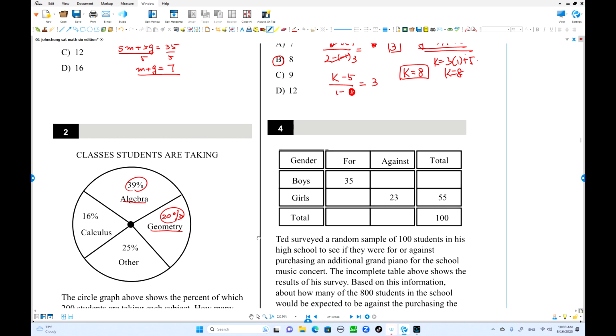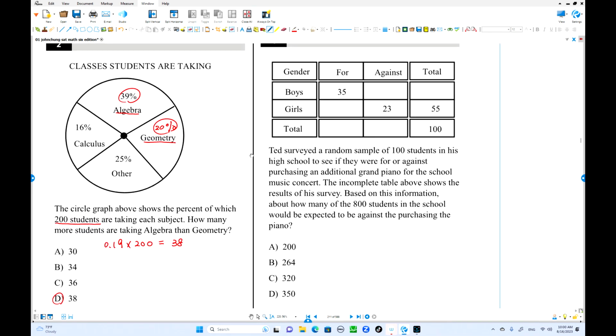All right, number 4. A test surveyed a random sample of 100 students. That is, the sample size is 100. There is a questionnaire about purchasing an additional grand piano for the school music concert. There is an incomplete table based on this information. Now, how many of 800 students, that is the entire population, would be expected to be against?